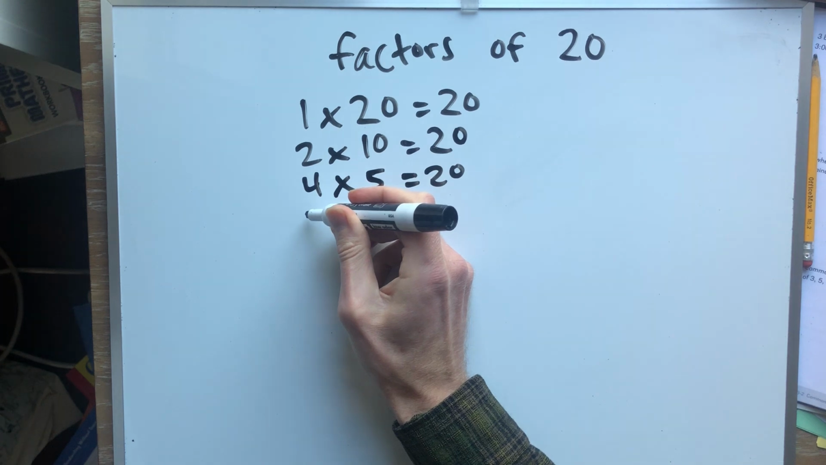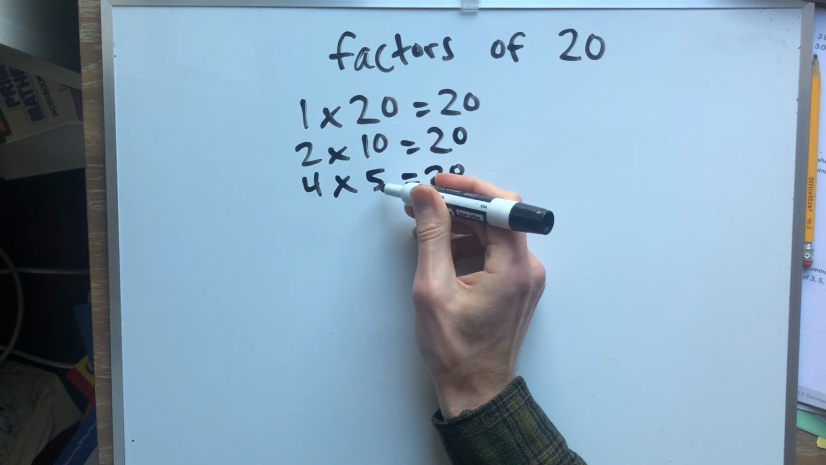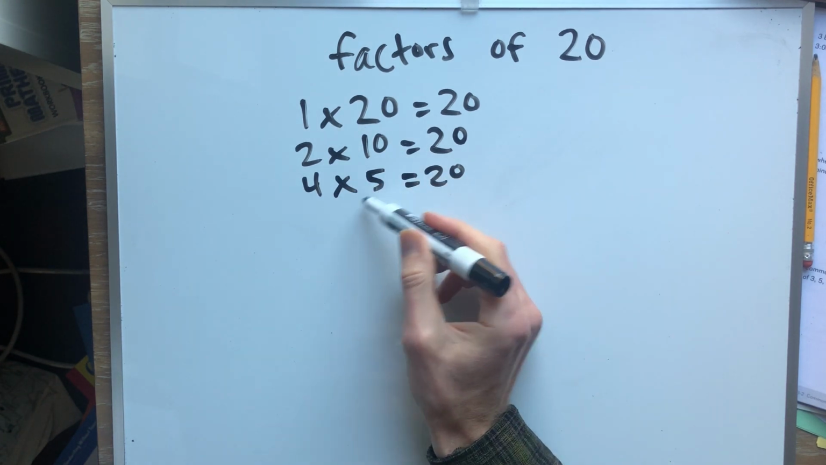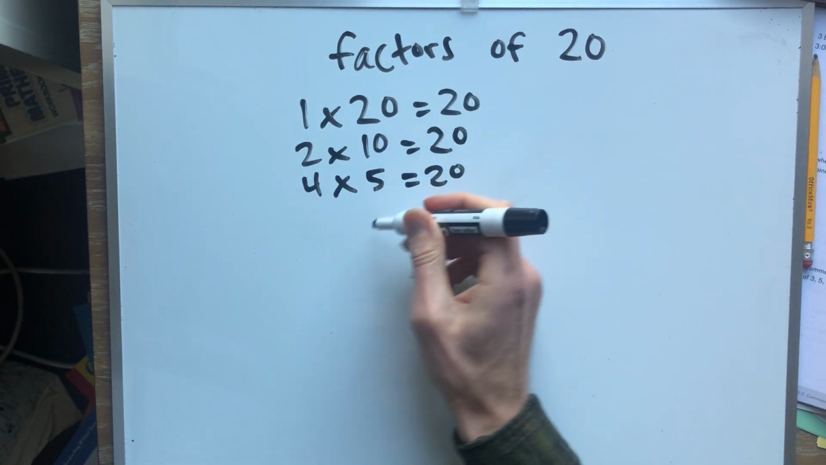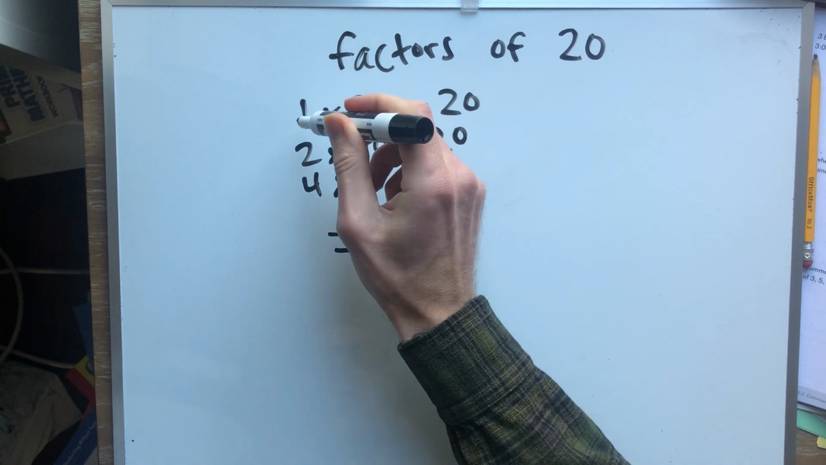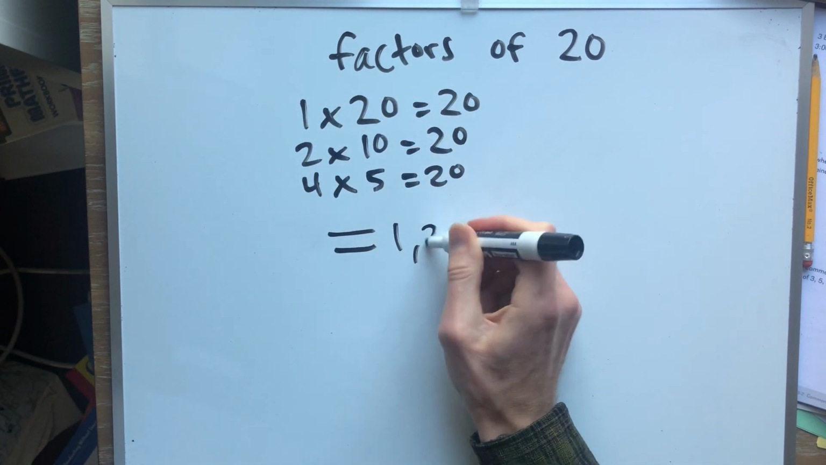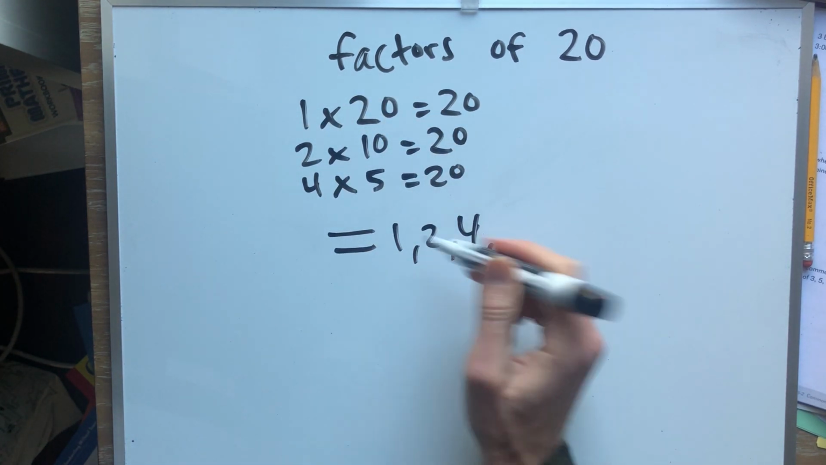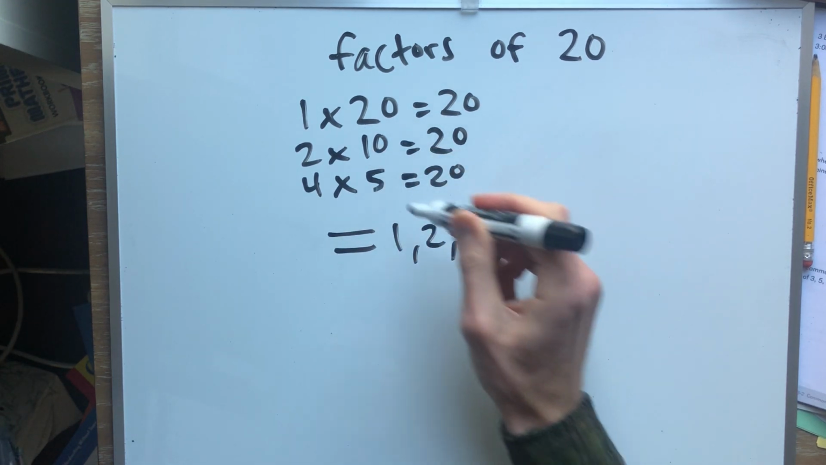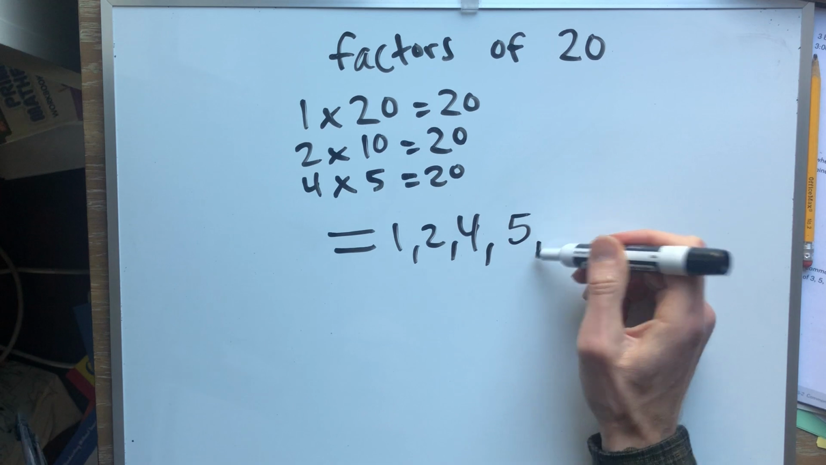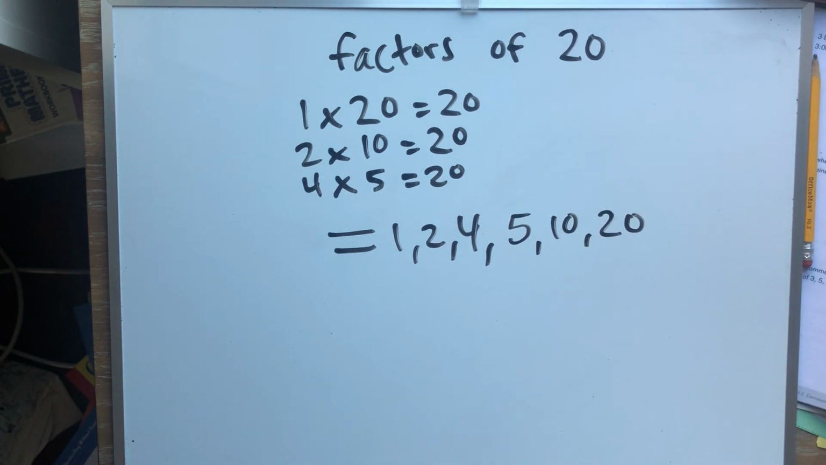What about 5? Does 5 go into 20? Yeah, we just talked about it. Oh yeah, once you say that, we just talked about it, you got them all. So, factors of 20 are 1, 2, 4. Notice how I do a comma between each number. 5, going from smallest to largest and increasing order. 10 and 20.